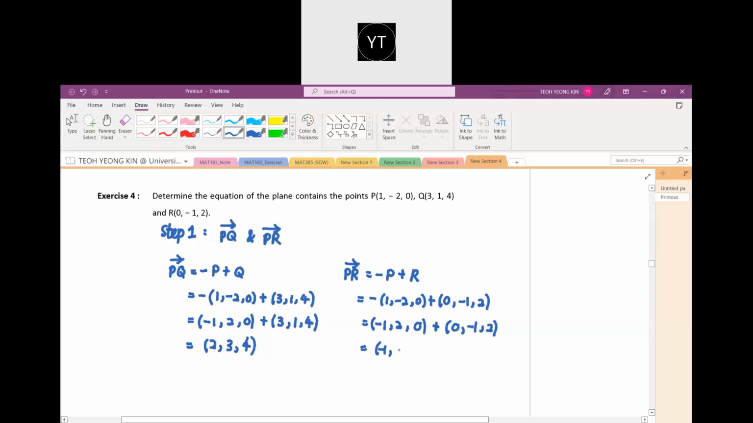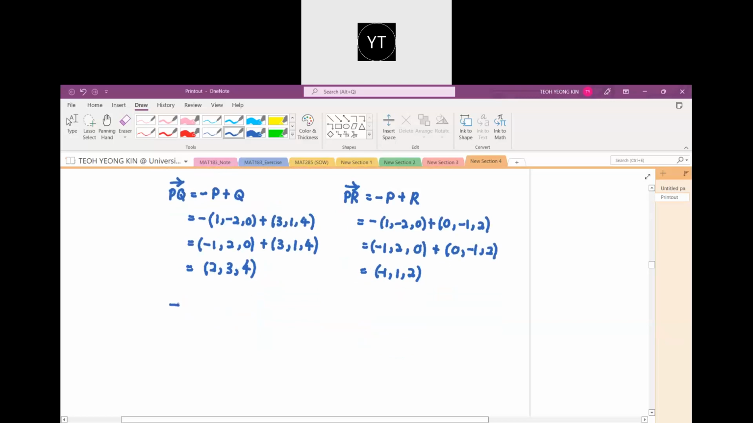2 plus negative 1 is positive 1. 0 plus 2 is 2. So we have two vectors. We can find the normal vector by using the cross product, i, j, and k, of 2, 3, 4 and negative 1, 1, and 2.